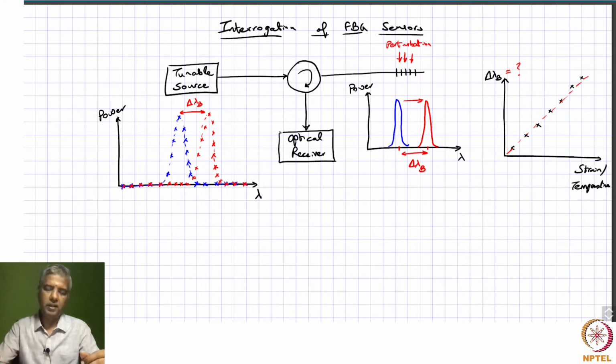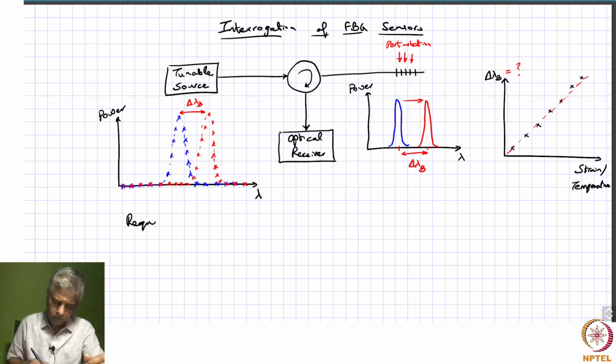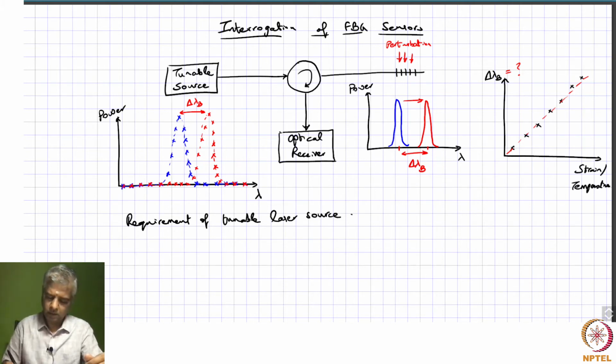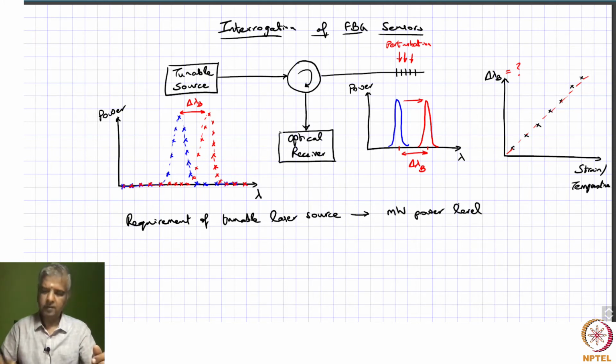So let's examine that. Now, first of all, what do you need from the tunable laser source? You need a certain level of optical power. So when we talk about the requirements, in terms of the specifications of the tunable laser source, you need a certain optical power, say milliwatt power level. So that's not too bad, right?